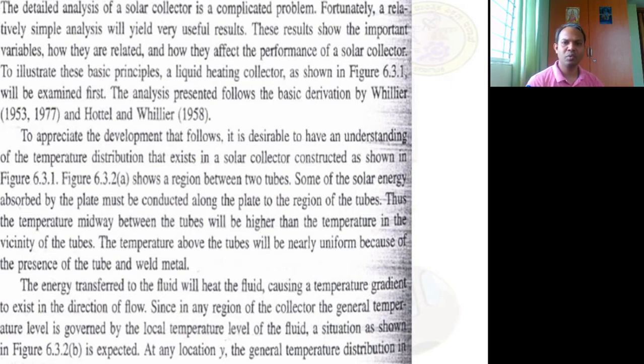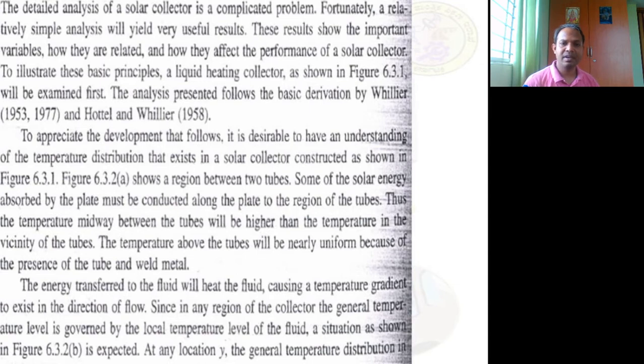These results show the important variables, how they are related, and how they affect the performance of a solar collector. To illustrate these basic principles, a liquid heating collector, as shown in the next figure, will be examined first. The analysis presented follows the basic derivations by Hottel and Whillier, who did research work on these things in 1953 and 1977.